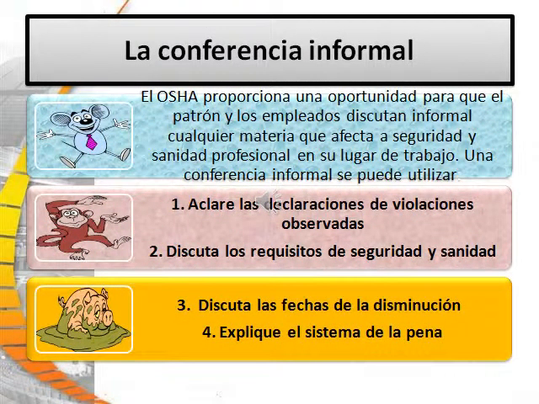OSHA and the informal conference. OSHA provides an opportunity for the employer and employees to discuss informally any matter affecting occupational safety and health in the workplace. An informal conference may be used to clarify statements of observed violations, discuss safety and health requirements, discuss abatement dates, or explain the penalty system.